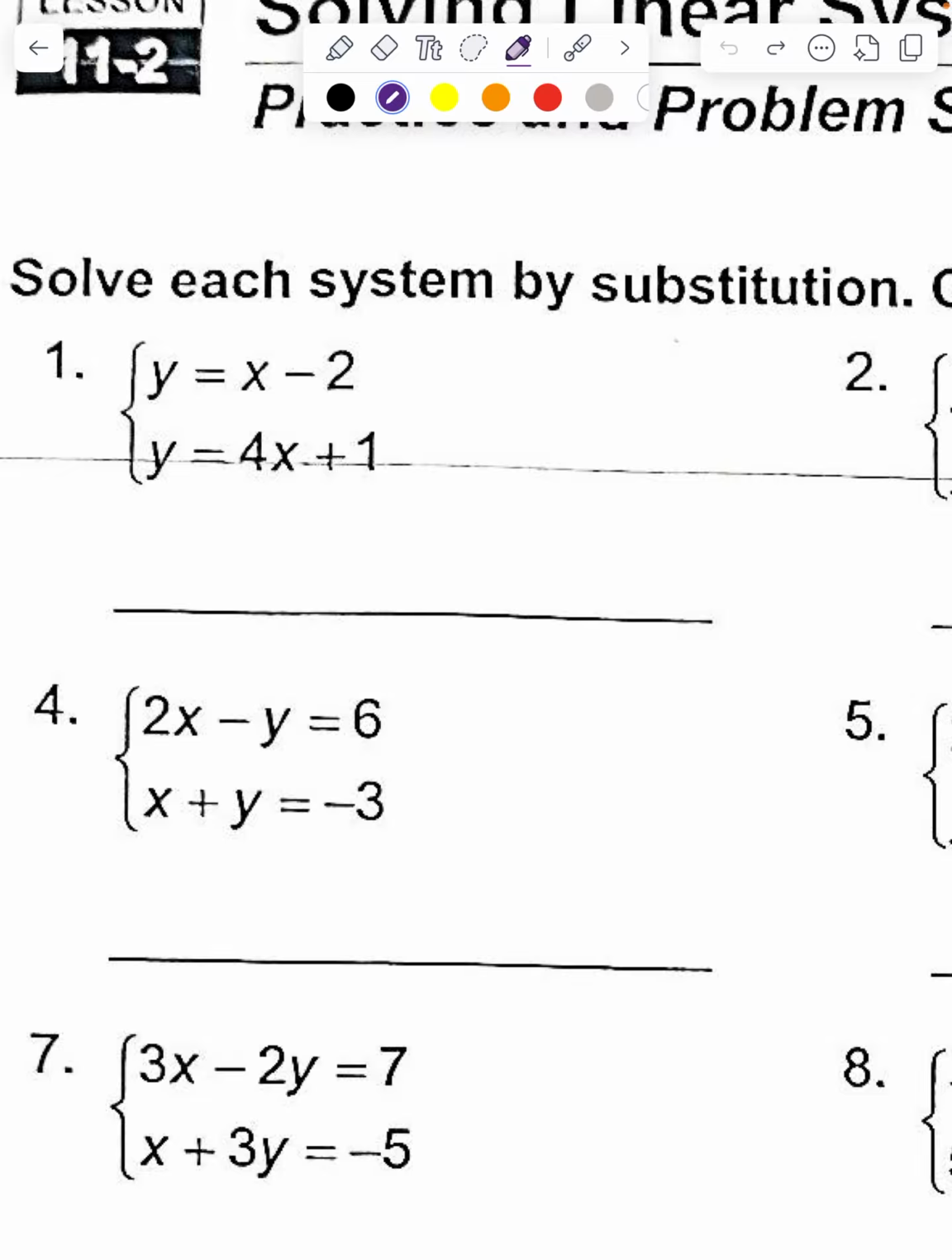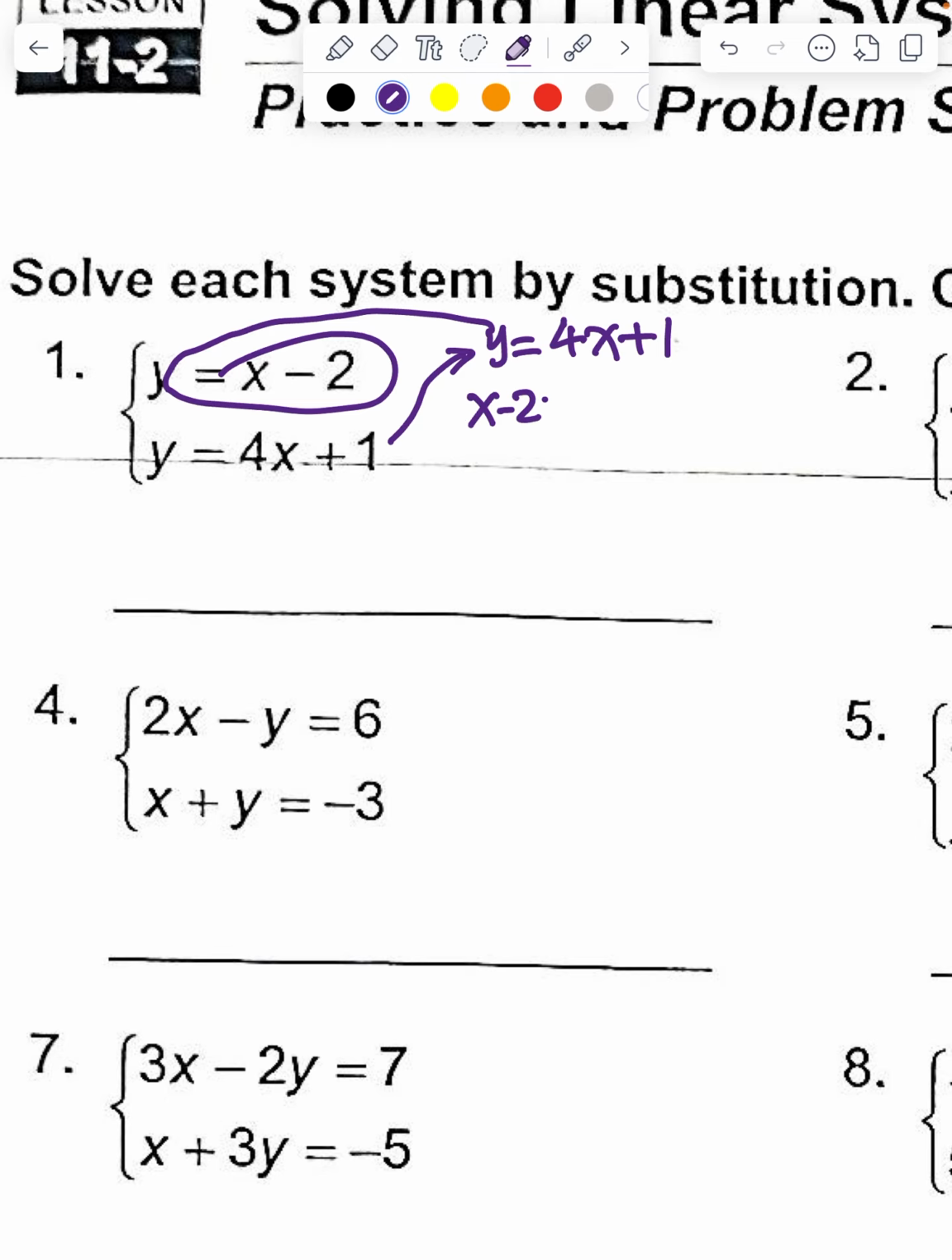Because they both equal y, right? Or you can think about it this way. y equals 4x plus 1, from the second equation. Now we know y also equals x minus 2. So I can use x minus 2 to represent y, and set the equation like this. And then I can solve because now we have an equation with only one variable. We have variables on both sides, so we have to move them to one side.